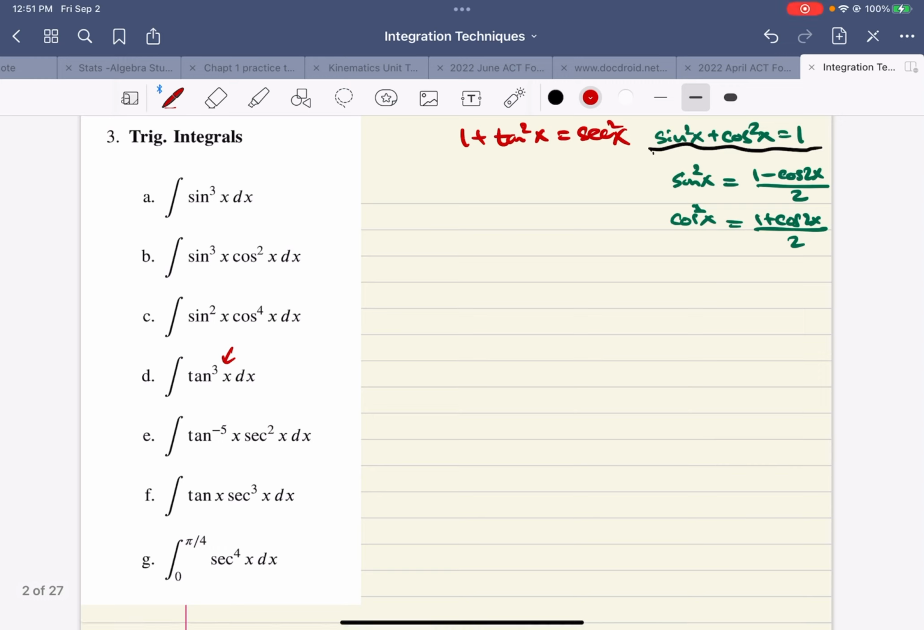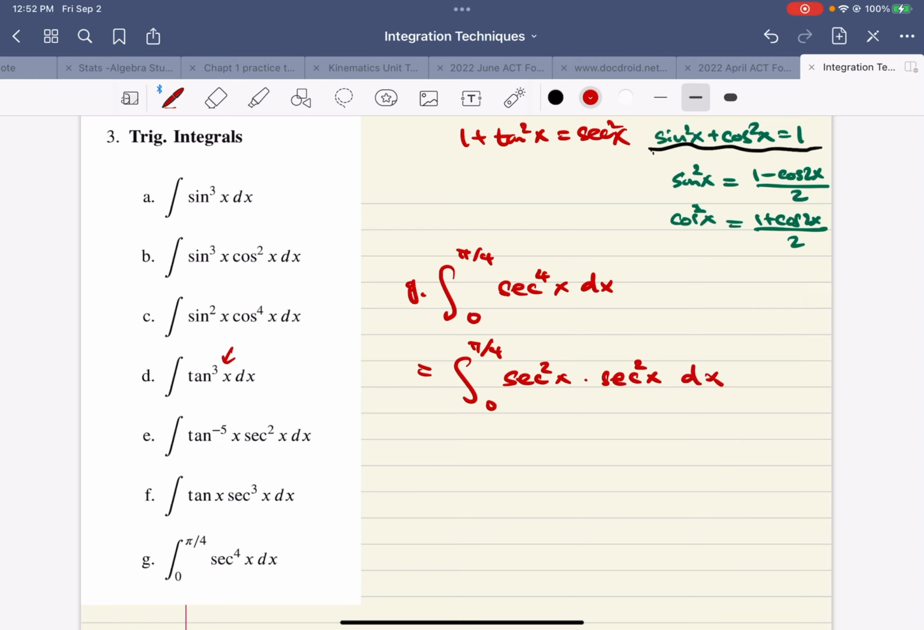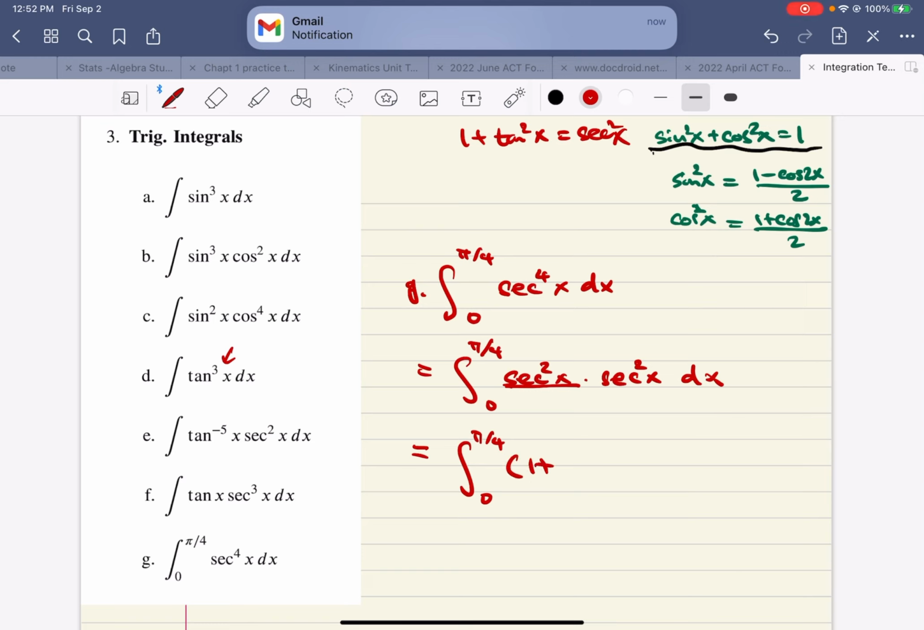Now here, g: 0 to, this is a definite integral, secant 4th power x dx. Okay, so if it's a 4th power like that, then you split it into squares first. So secant square x times secant square x dx. And then we know secant square is 1 plus tangent square. So one of them you can change into 1 plus tangent square x, and then secant square x dx.